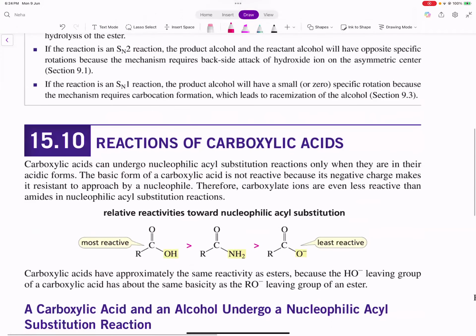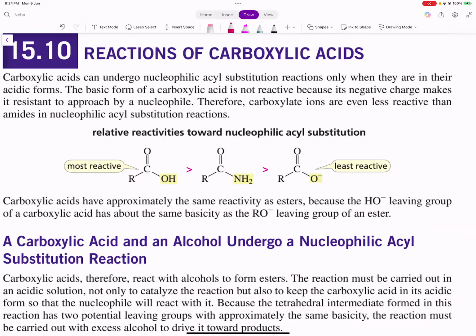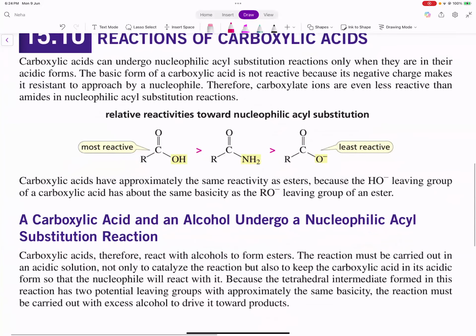Now, reactions of carboxylic acid. See, this is the relative reactivities toward nucleophilic acyl substitution. Carboxylic acid, then amide, and carboxylate anions do not react. They are even less reactive as compared to amides, right? Which makes sense because they are already negatively charged, so the collision will not occur between two negatively charged species, right? They'll repel each other.